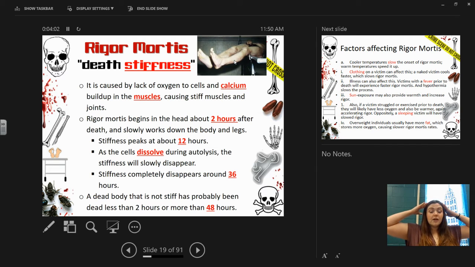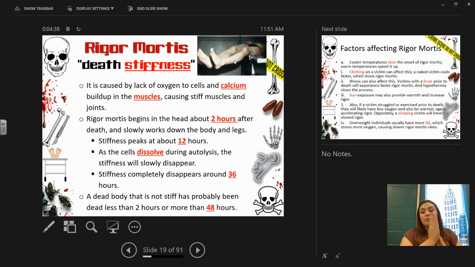You're going to need to know this process. It starts in the head about 2 hours after death and slowly works its way down the body and into the legs. Now, stiffness peaks at about 12 hours. So you get whole body stiff 12 hours in. As the cells dissolve, because again, we're going through autolysis, which means the breaking down of cells, because you're going through decomposition, the stiffness will slowly disappear. So you don't stay stiff forever. It's just a process of stiffening all the way up and then unstiffening. So stiffness completely disappears around 36 hours.